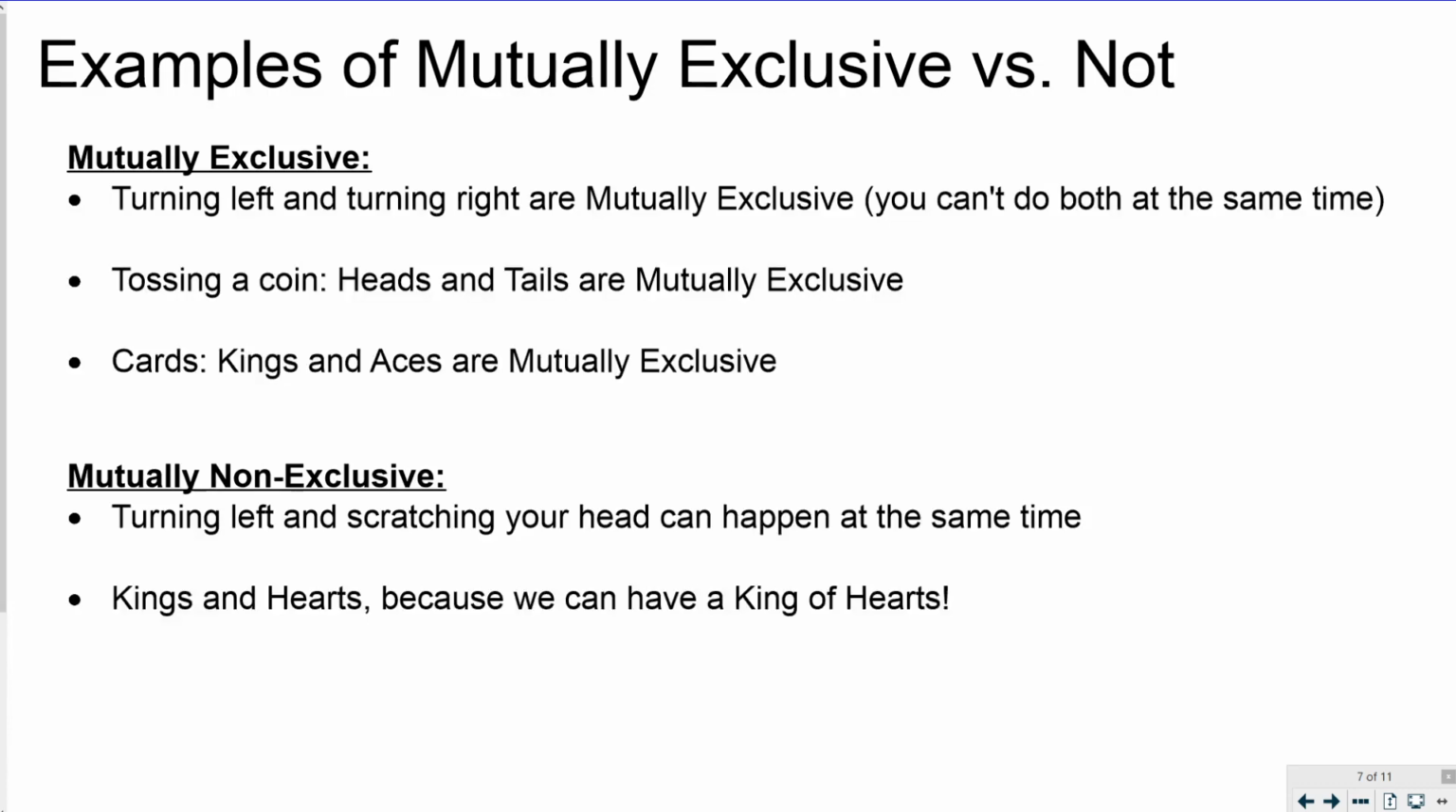In cards, for example, drawing a king versus drawing an ace would be mutually exclusive. If you do a single draw, you can't have a card turn up to be a king and an ace. Other things that are non mutually exclusive would be like turning left and scratching your head. Those things could happen at the same time. And then kings and hearts, because you could draw a card that is both a king and a heart. We call it the king of hearts. So you can have those kinds of mutually non-exclusive events.